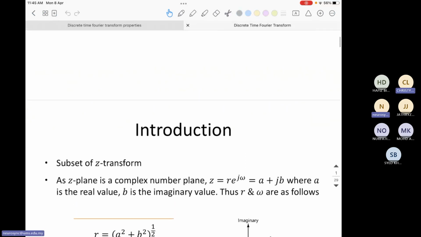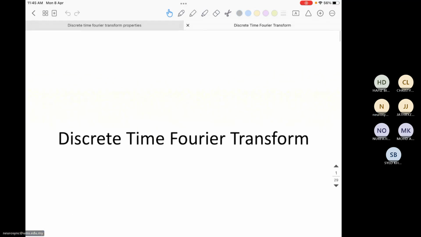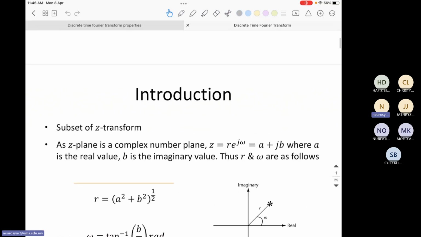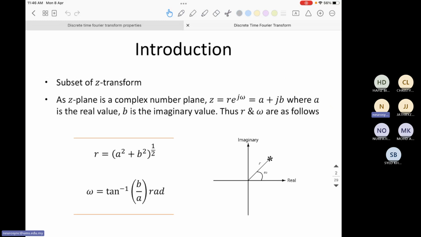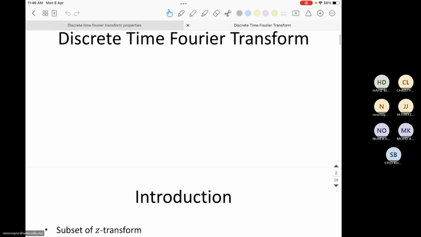Yes, doctor. Okay. So today we will start with the discrete time Fourier transform. Till now we have seen discrete time signals, discrete time sequences, and discrete time systems. Now we will see the discrete time Fourier transform, which is abbreviated as DTFT.